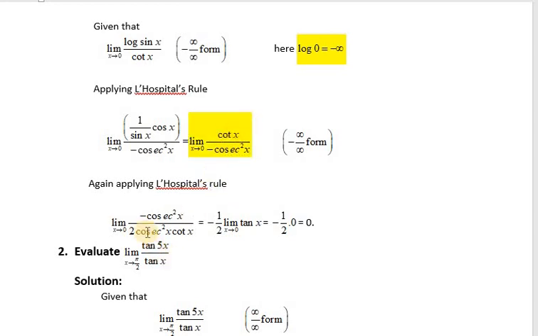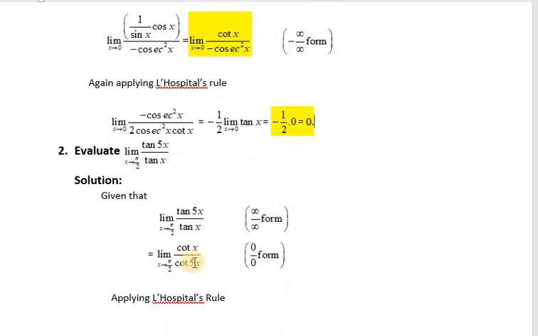That is cot x derivative is minus cosecant square x, by cosecant square x derivative is 2 cosecant x into derivative of cosecant x, which is cot x into cosecant x with a negative sign. So you will get minus half, remove minus half outside, that is minus half, limit x tends to 0 of tan x. Tan 0 value is 0, hence this limit value is equal to 0.